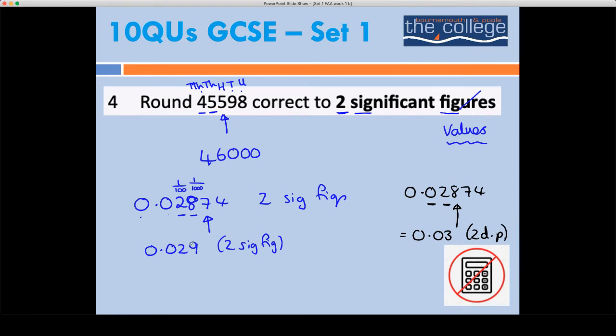So really quite different to this one over here. Sig figs, you start counting at the one that's got some value. Decimal places, you start counting straight after that decimal point.